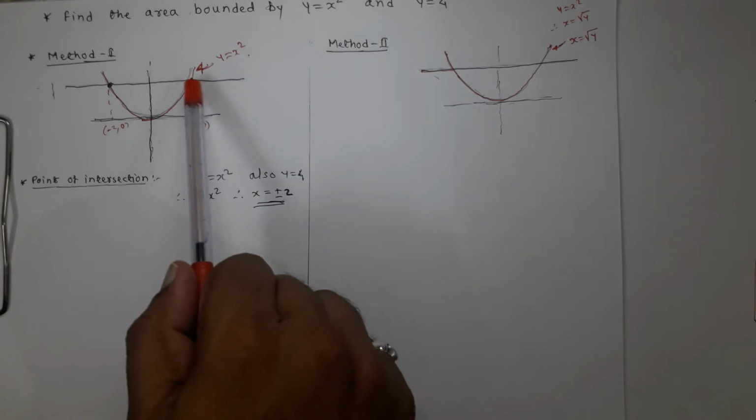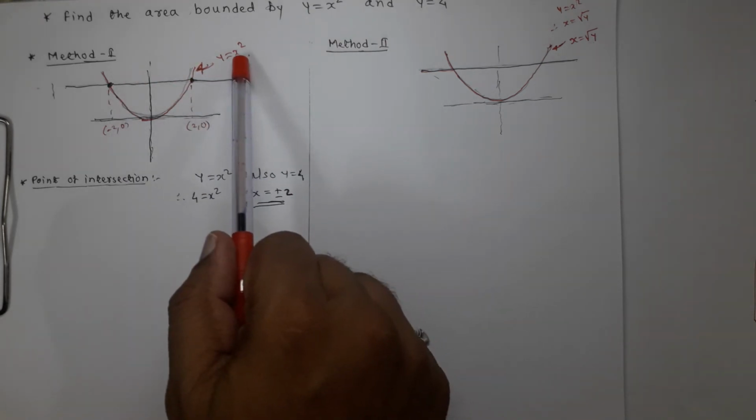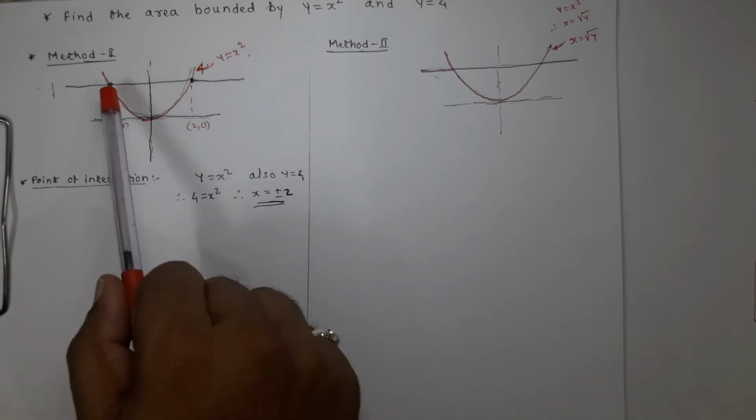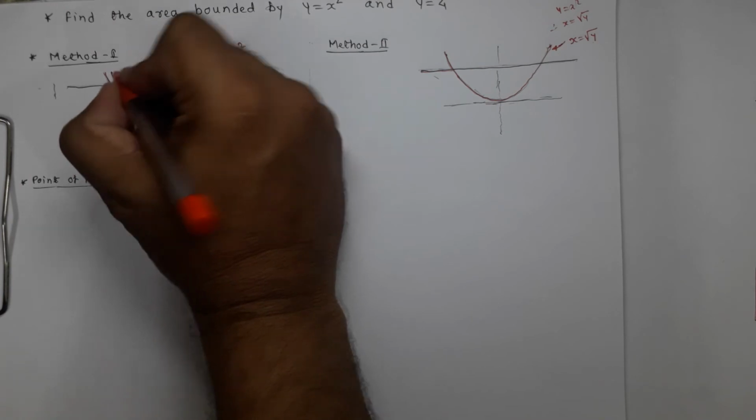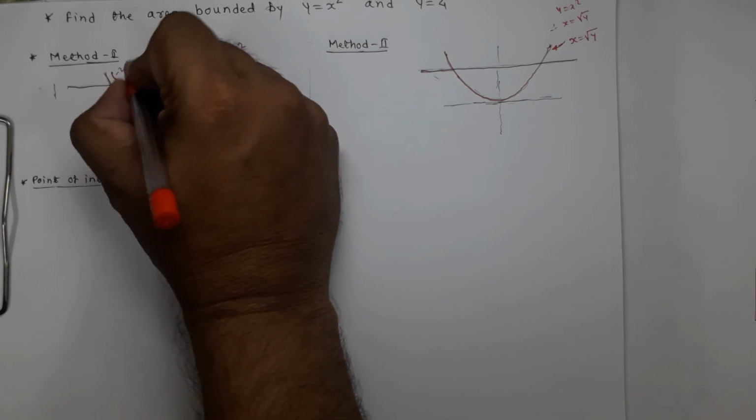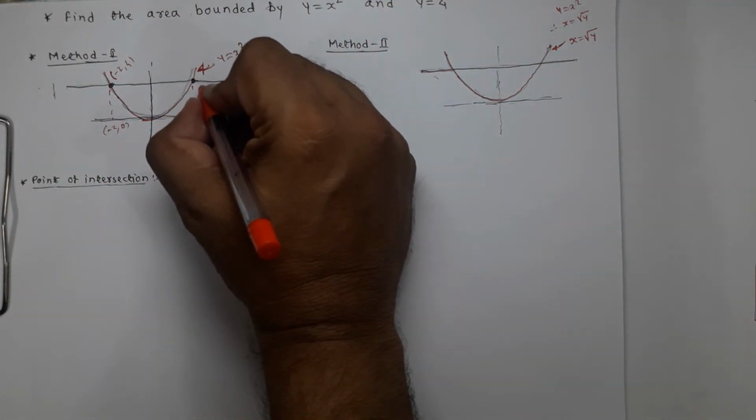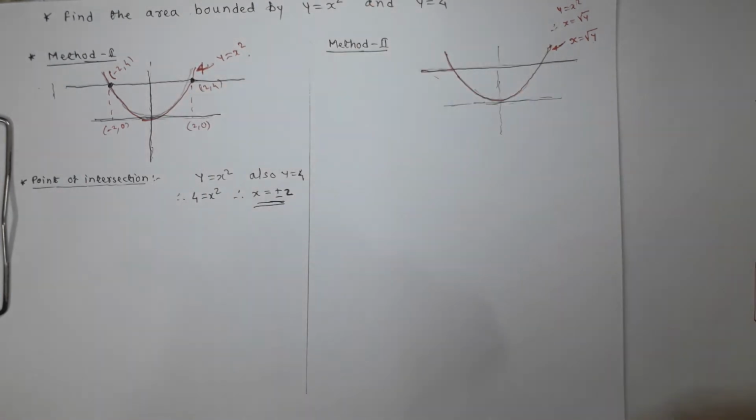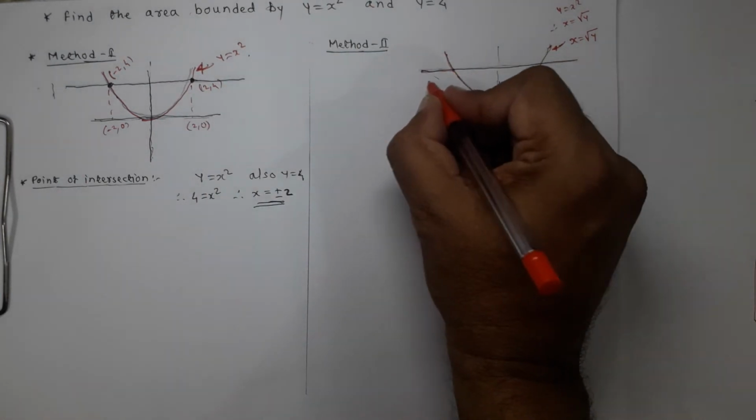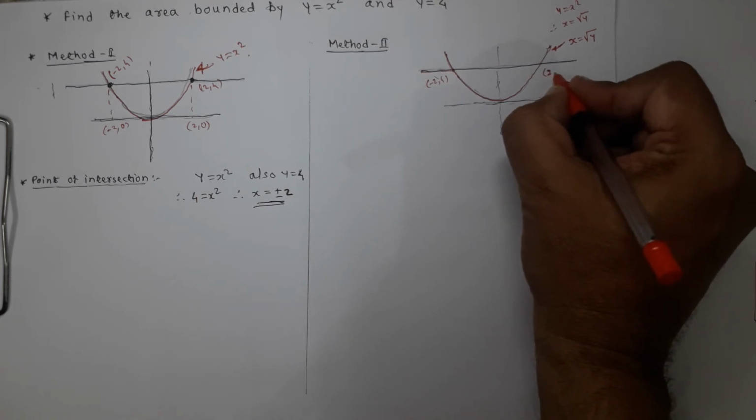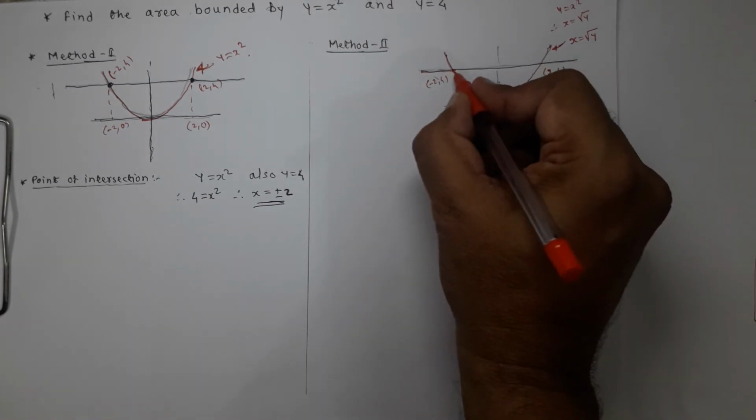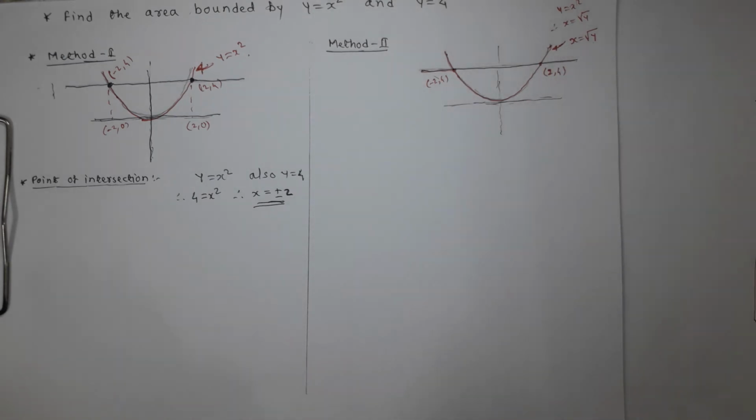So we can get the value of y also, because when we substitute x is equal to minus 2, we'll get it as 4. So this point of intersection I can get as minus 2, 4, and this point of intersection is 2, 4. So here also in this case it is minus 2, 4 and this is 2, 4. So points of intersection have been obtained.